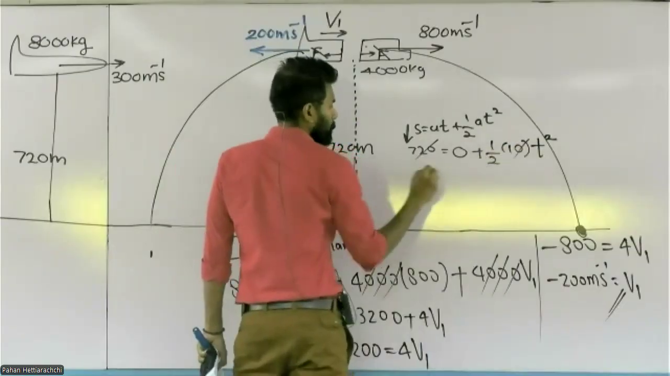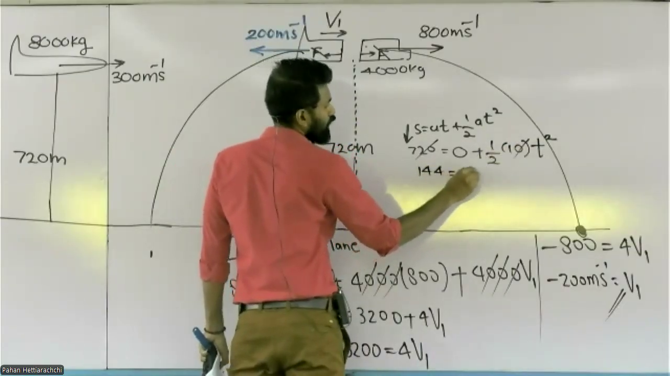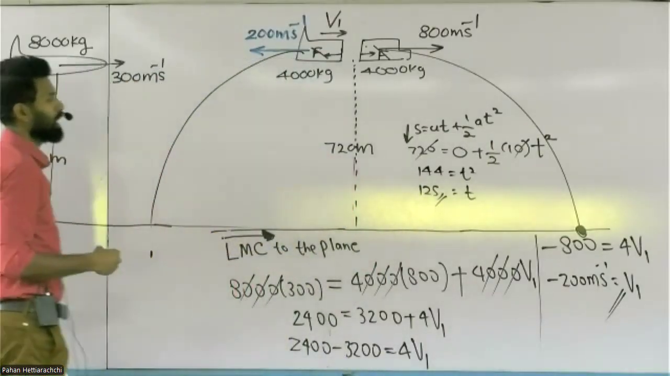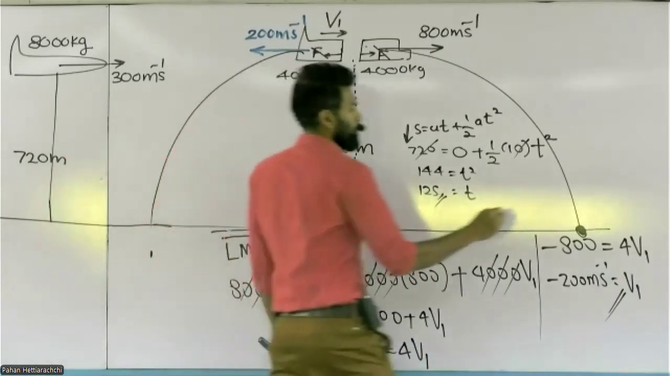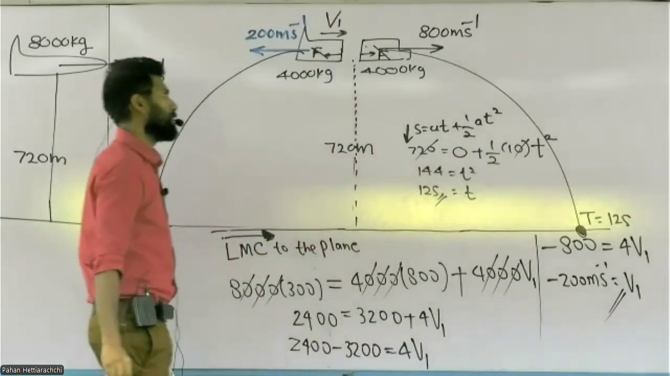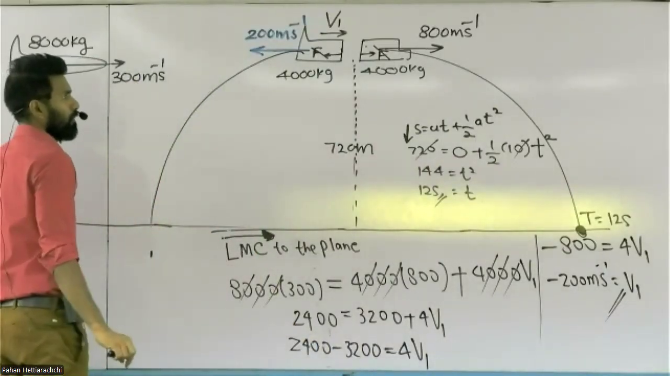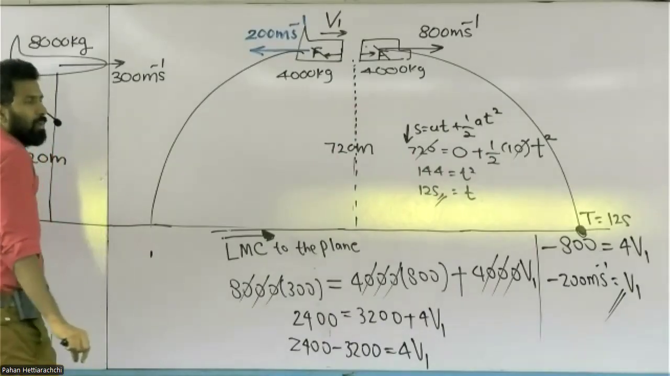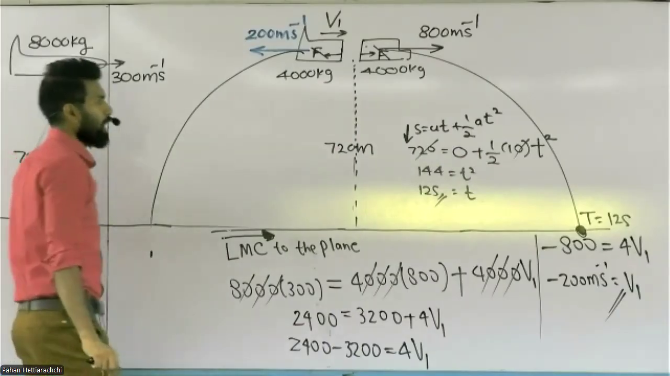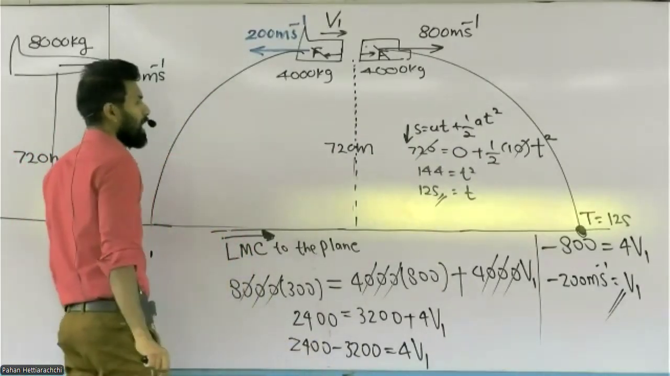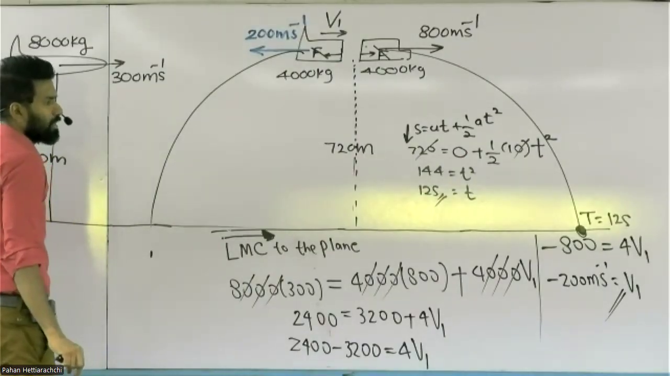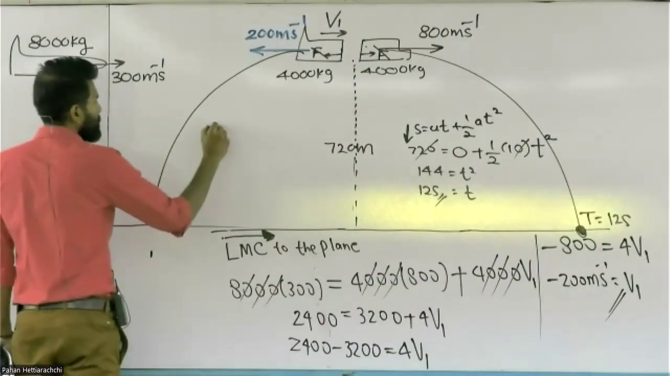Okay, what will happen? 144 is equal to t square, t will be 12 seconds. Time will be 12 seconds for one fragment to reach the ground. They will move apart horizontally, fulfilling the conservation of momentum. But after that, they are in free space, so they have to face the motion under gravity. Acceleration of gravity is plus 10 downwards, and they will take 12 seconds to pass the 720 meters downward and hit the ground.